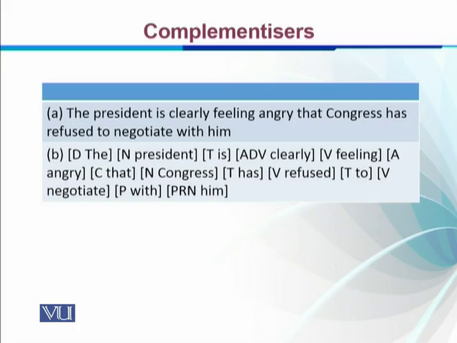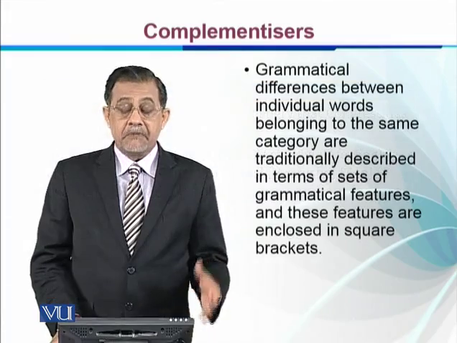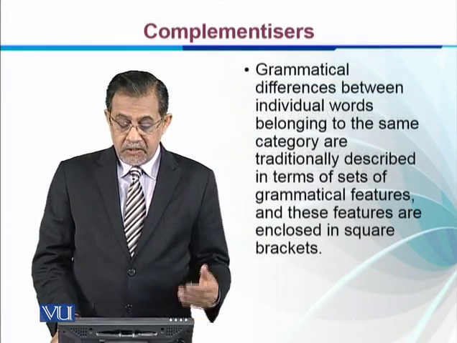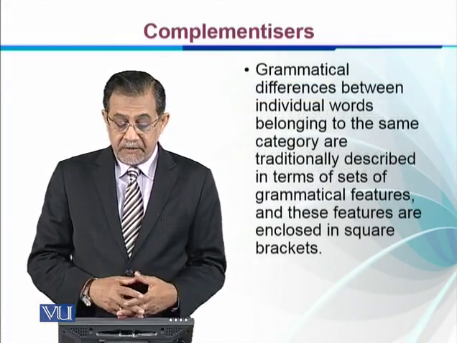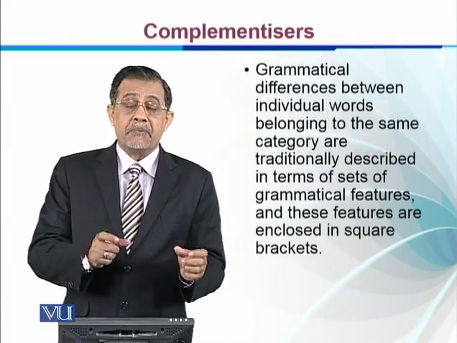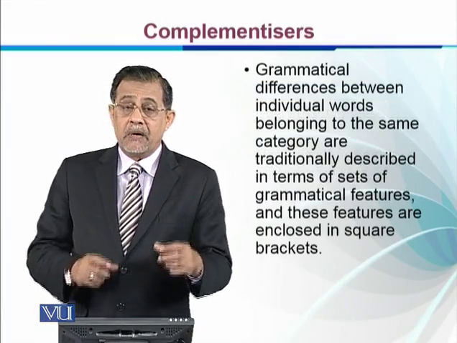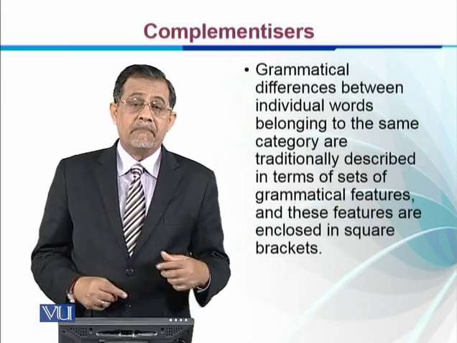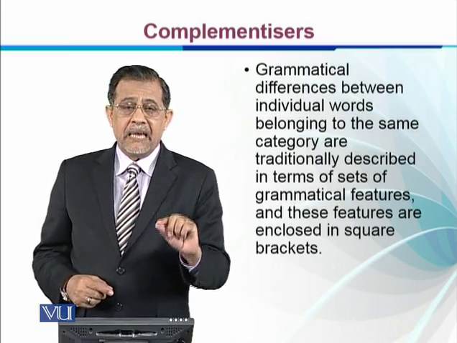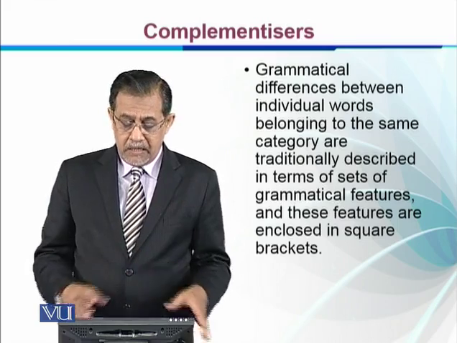So this is how, by using grammatical categories, we can tell how each component, each word, of our sentence is used. Grammatical differences between individual words belonging to the same category are traditionally described in terms of sets of grammatical features. For example, if we have two nouns, we show them with N, telling them that both are nouns.